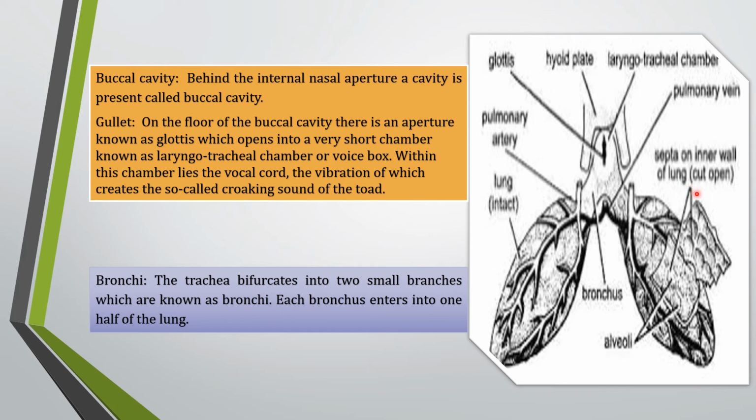Hope you have understood. And these are the inner wall of lungs actually. They have dissected and they have shown. This is the inner wall of lungs. This is bronchus. And here the alveoli are situated. So this is the total structure of a lung.